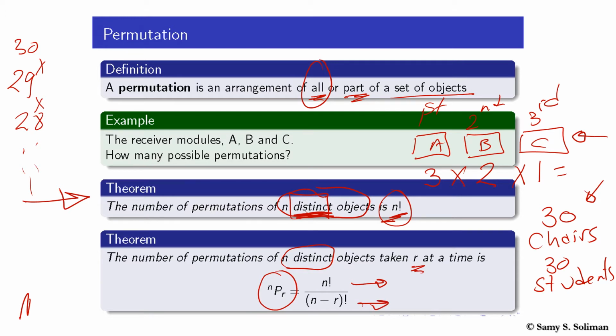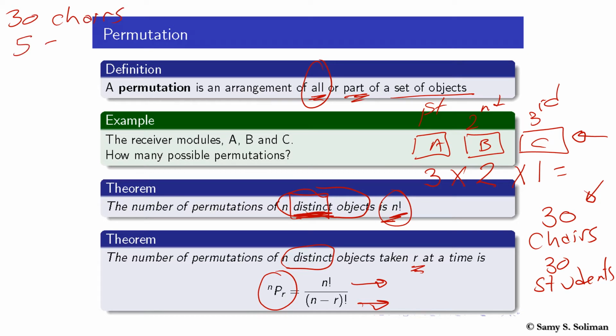So let's think of it through the example of 30 chairs, but in this next example we will have only 5 students. So 30 chairs or 30 places, 5 students. So how many ways can these 5 students sit on the 30 chairs? So again, applying the generalized multiplication rule, for the first student he has 30 options, the second student has 29 options, the third student has only 28 options left, and so forth. The fourth student has 27 chairs left, and the last student has 26 chairs left.